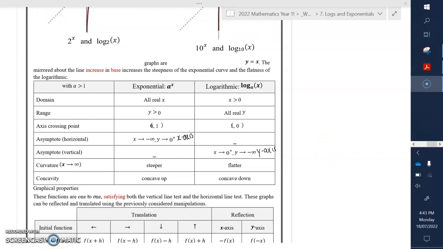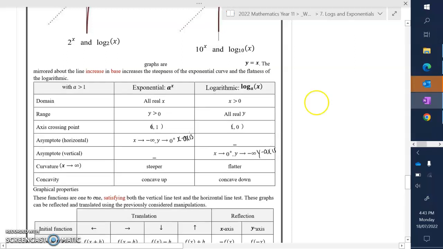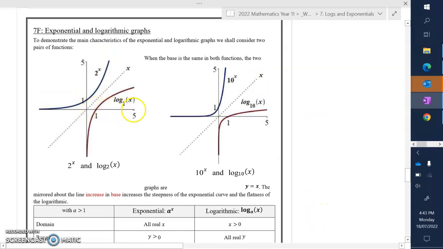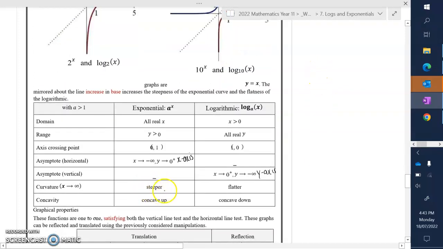Now, the next thing in our table here is looking at curvature. The curvature is just talking about what happens as x goes towards infinity or as x gets really large. So on our exponential graphs, let's have a look. As x gets really big, our exponential gets steeper and steeper, doesn't it, on both of those cases. So that's why I've got steeper down there. That's where that comes from.